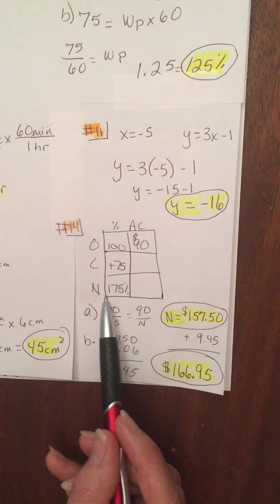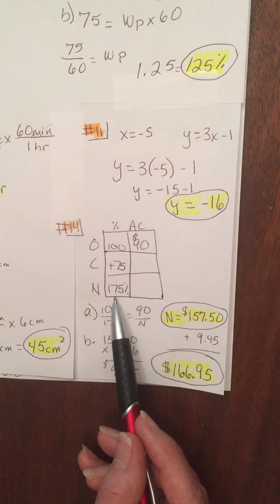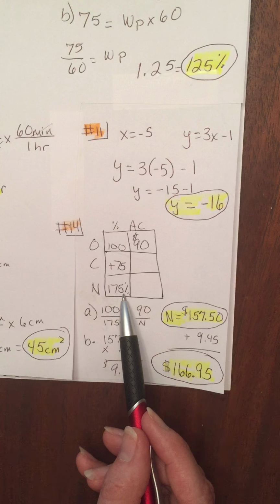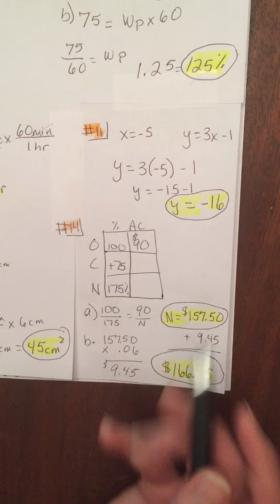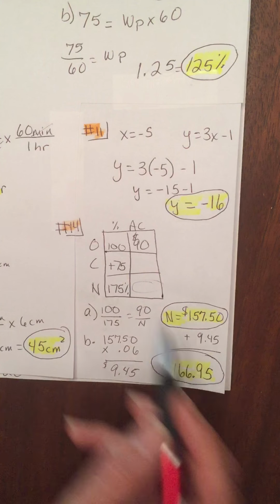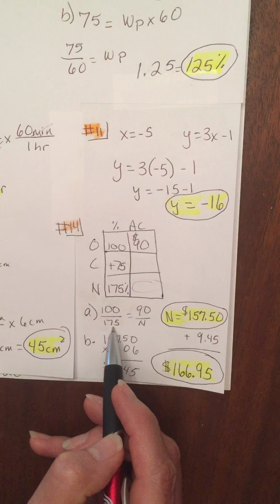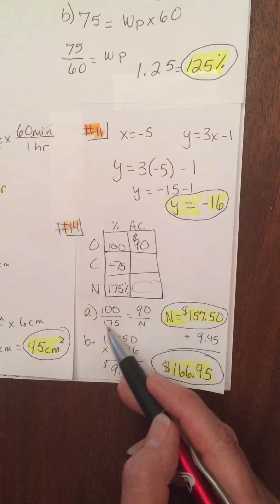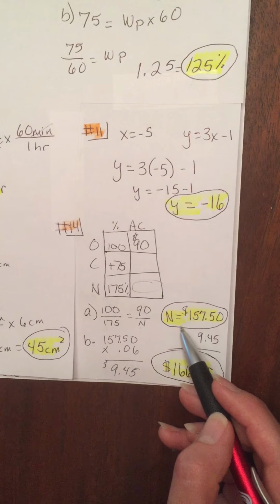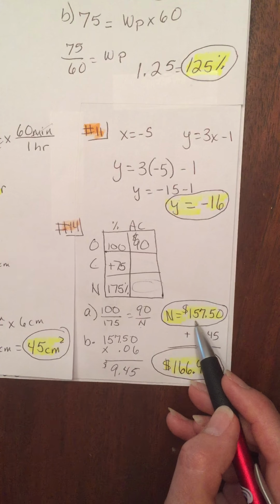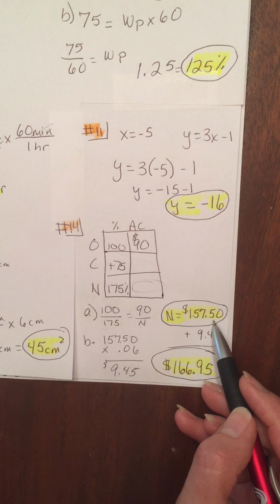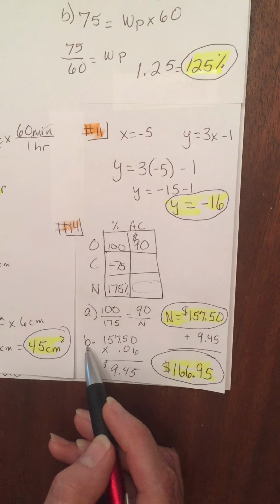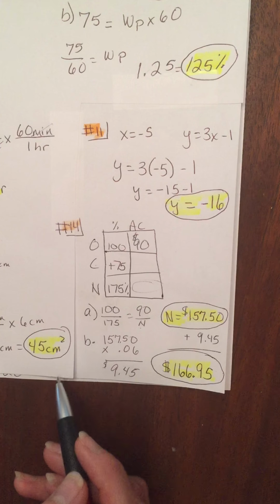So the new price that he's going to sell it for at retail is going to be 175% of what he bought it for at wholesale. So we're looking for this. 100 over 175 is equal to 90 over the new price. When you do your cross multiplying and dividing, you end up with a new price of $157.50.